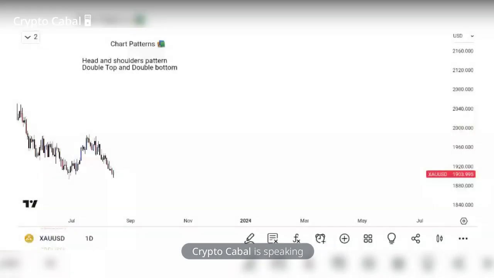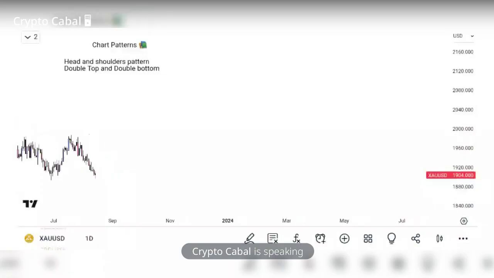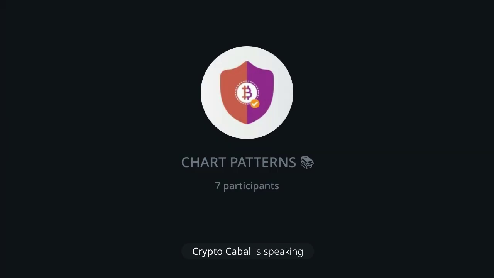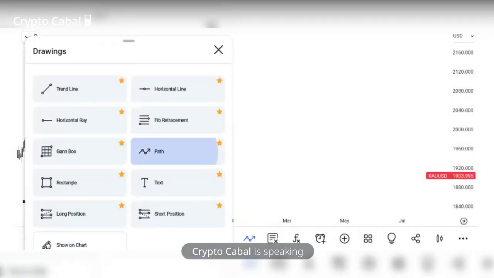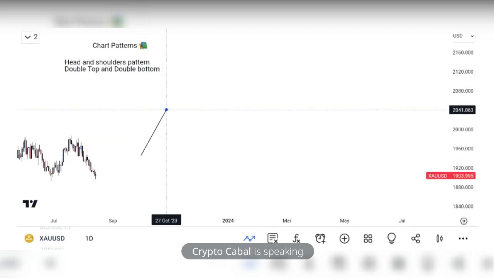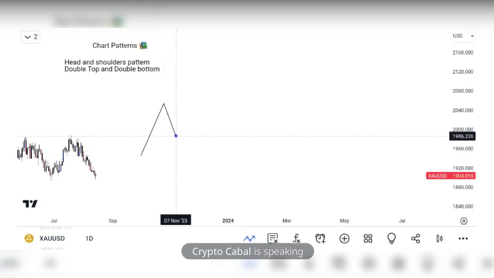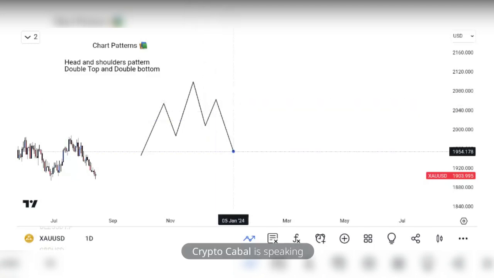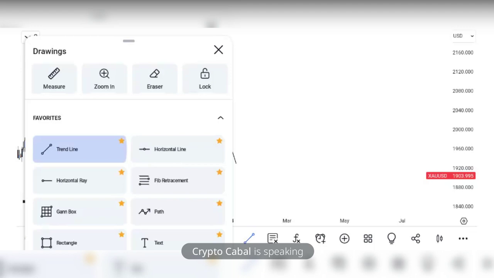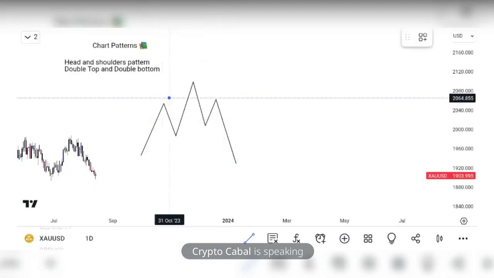Now, what is the head and shoulders pattern? When we talk about the head and shoulders pattern, the first thing that comes to your mind is your own head and both your shoulders. Now, what does this pattern mean, or how does it form? This is how it's formed, something of this nature. This is the head and shoulders pattern. This is the left shoulder, this is the head, and this is the right shoulder.